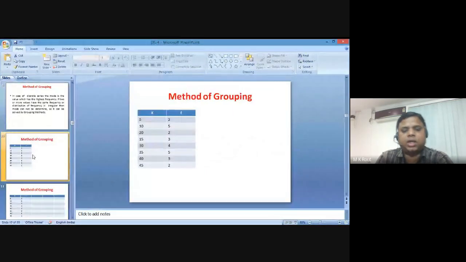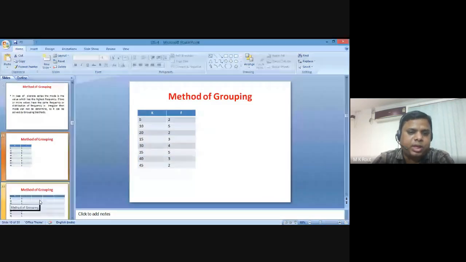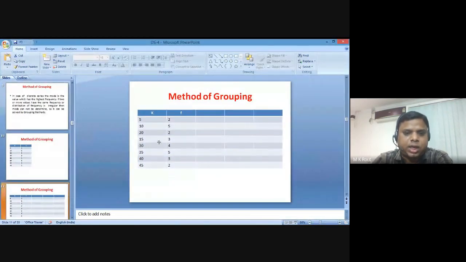So here data are given along with frequencies: 5 for 2, then 10 for 5, then 20 for 2, then 15 for 3, then 30 for 4, then 35 for 5, then 40 for 3, then 45 for 2. The first step is to make a table like this and mention all the x variables along with their frequencies. The next step is to group different frequencies to calculate the mode.